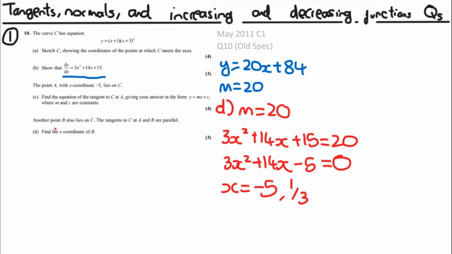So therefore we know that this has to be this point here. We know that x has to be 1/3 for this point because we know that the tangents are parallel, sorry, so the gradients are the same. So this is the other x coordinate, and this is the final answer.